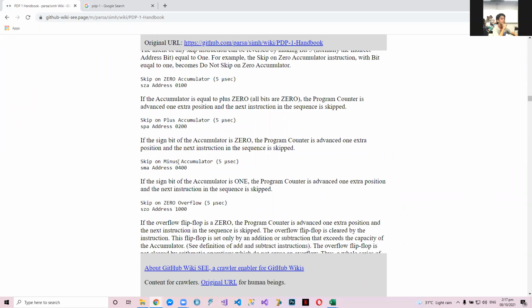Okay. Sir, may question ako. Yes. Itong plus accumulator, sir, mag-jump lang siya if positive yung nasa... If it's not negative, no? If it's positive or zero. Okay. You follow? Then like opposite siya kapag minus accumulator. Yes, opposite kung minus accumulator, which means it's really negative.